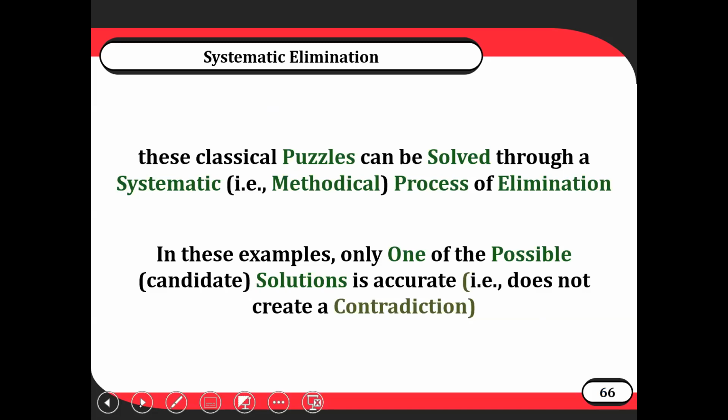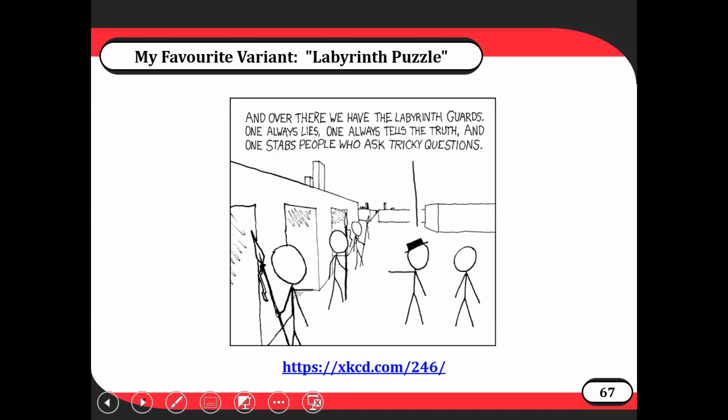All right, so these are classical puzzles that can be solved through a systematic, methodical process of elimination. In the most basic computer science, that's what we do. That's brute force, so we just go through all possibilities until we find the correct one. In these examples, only one of the possible solutions is accurate, i.e. does not create a contradiction. And if you like XKCD, there's always a relevant XKCD cartoon, and this is the relevant XKCD cartoon for this.